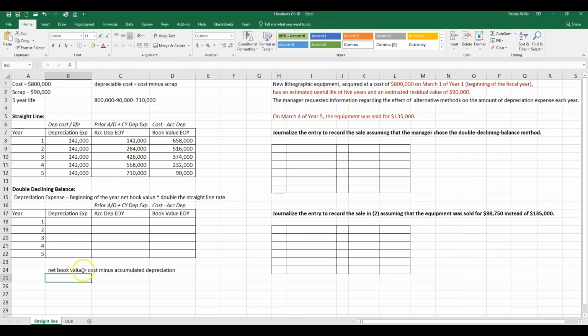Okay, and in year one, since there was no accumulated depreciation going into it, your net book value is the same as your cost. Okay, so we know what net book value is going to be for our calculation in year one. Let's talk about what this double the straight line rate means.